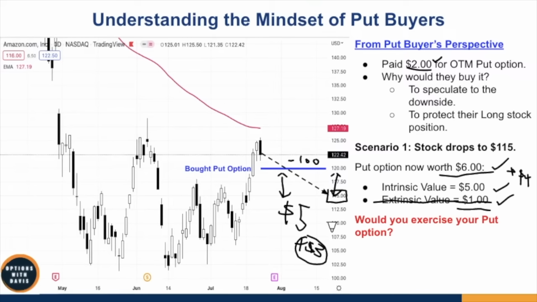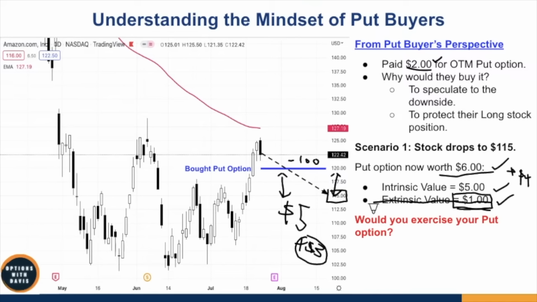Now let's flip the role again. Let's say you sold the put option. If you sold the put option right down here, and now the stock went below your strike price and is in the money, is there any reason for you to panic that you might get assigned early? Definitely not, because you have $1 in extrinsic value left. You see, when the put buyer exercises the option, he's actually foregoing his extrinsic value to give it to you.